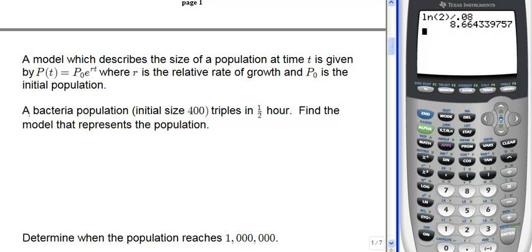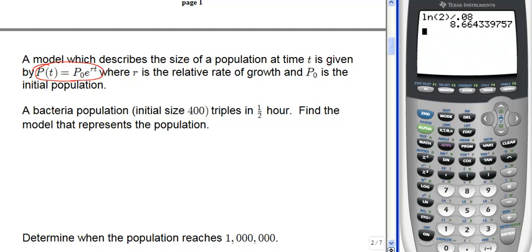So let's talk about a bacteria population with an initial size of 400 that we know triples in half an hour. Find the model that represents the population. So when it asks us to find the model, that means it wants us to come up with what this formula right here is going to be in the context of this problem. So we need to figure out what our P sub 0 is, and we need to figure out what our growth rate R is going to be, and then we'll have a formula that will enable us to predict the population at any time t.